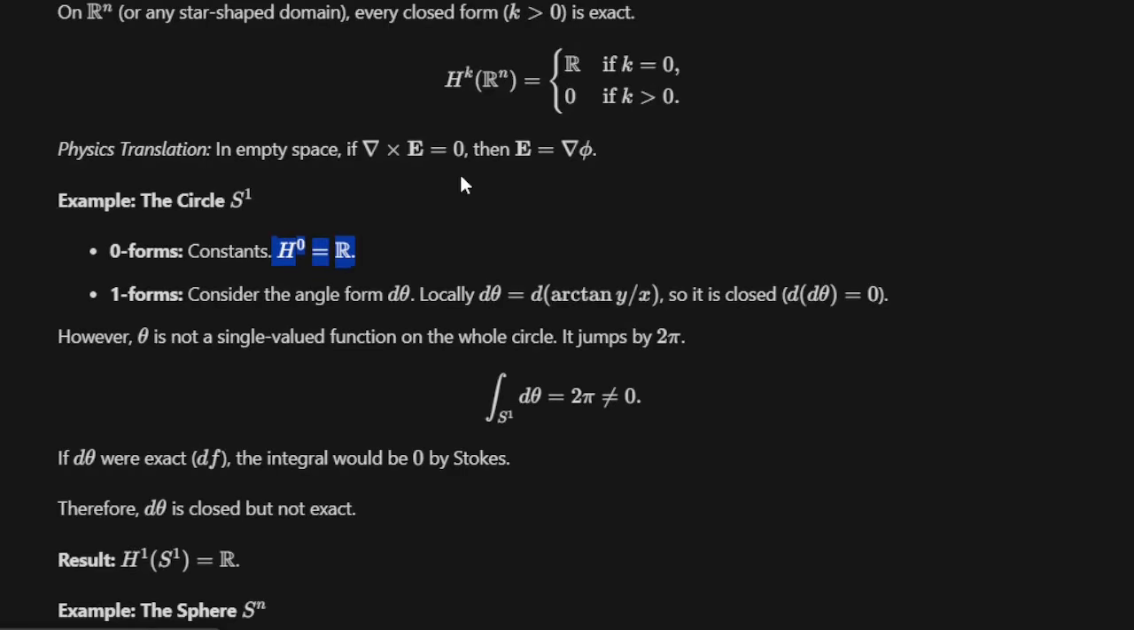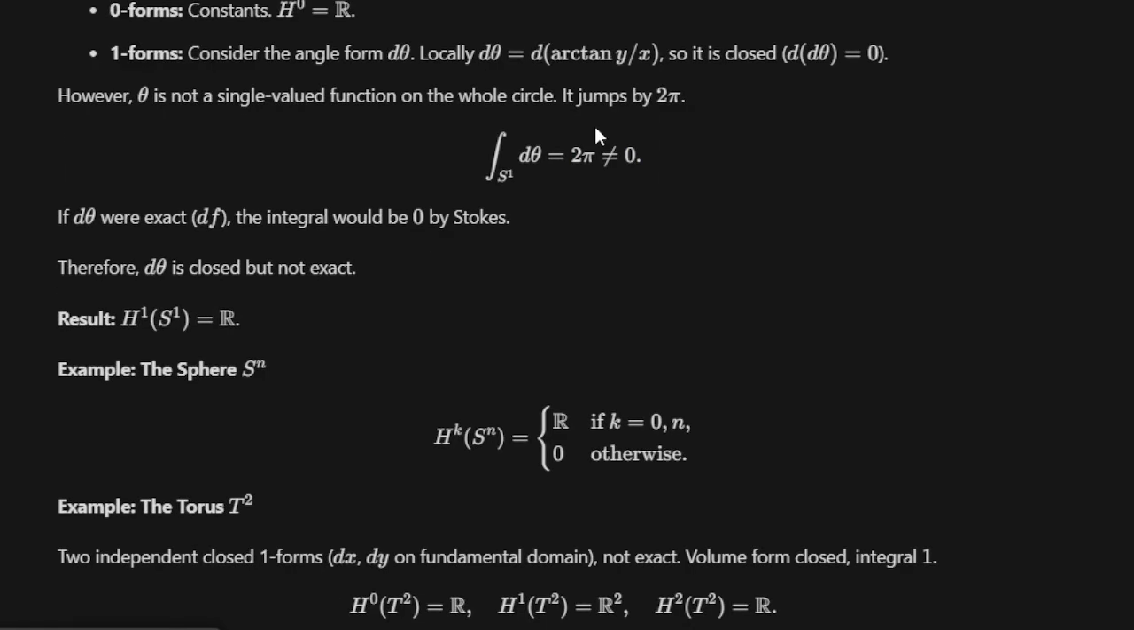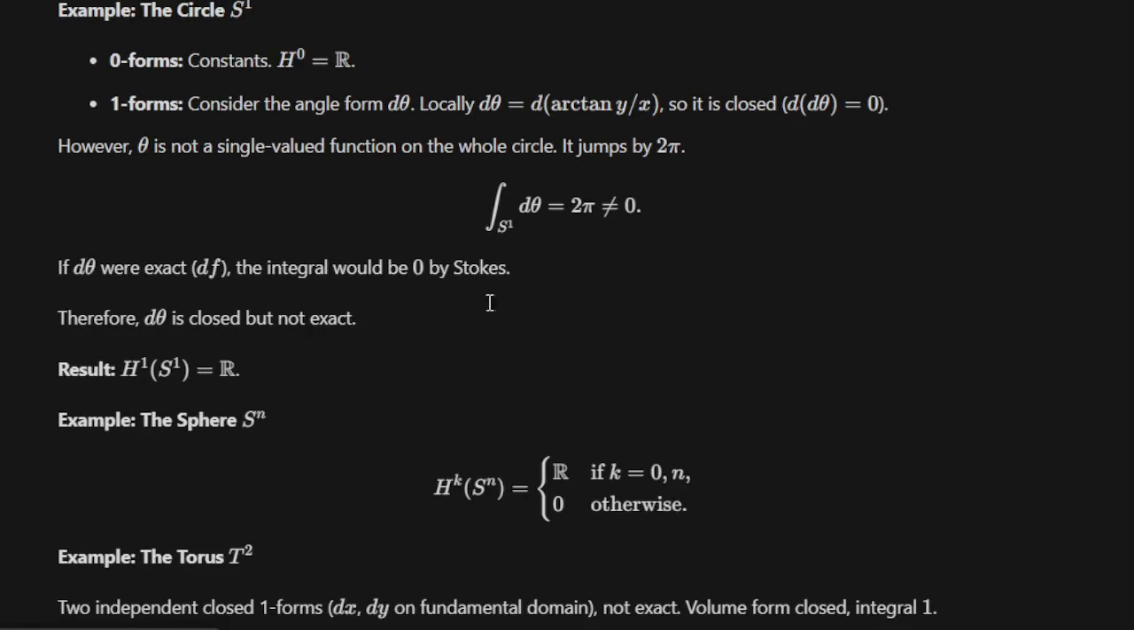the 1 forms, if we consider an angle form theta, locally the exterior derivative of theta, assuming arctangent of y over x, would be closed, and so the exterior derivative squared of theta would be equal to 0. But guess what? Theta is not a single valued function on the whole circle, right? So it'll jump by 2 pi, and so 2 pi is not equal to 0. So if it were exact, whenever we integrate it, the integral would be 0 by Stokes. So we know then that the form is closed and it's not exact. So we get the result that the cohomology for one forms on the circle is also the real numbers.